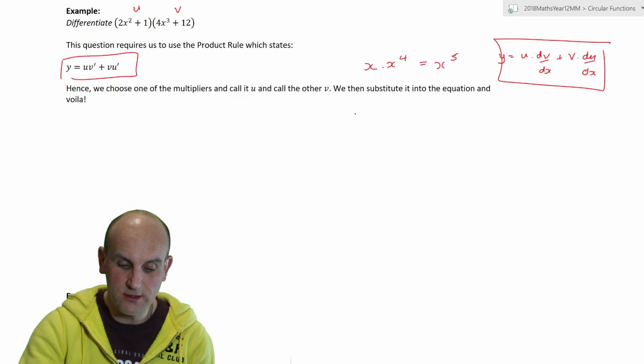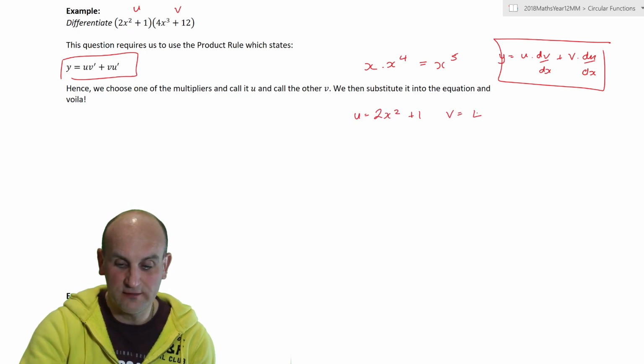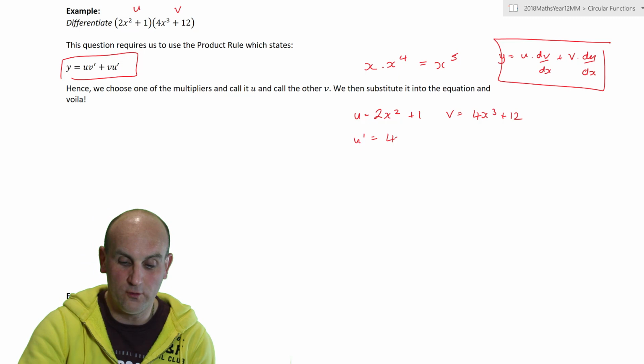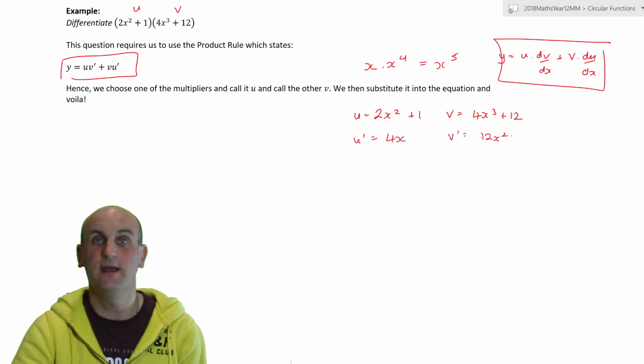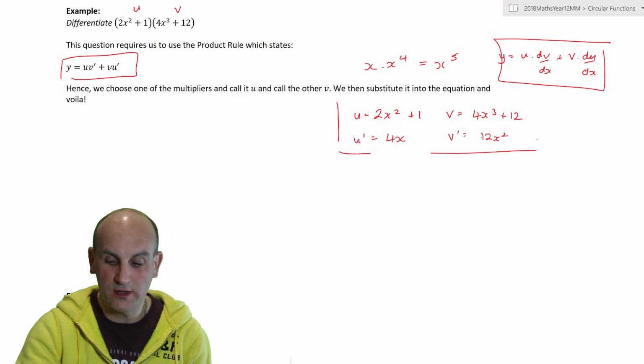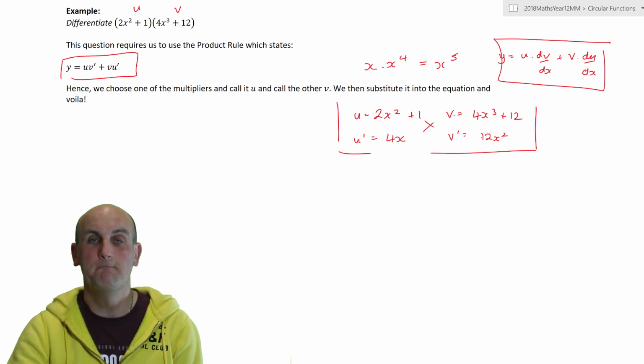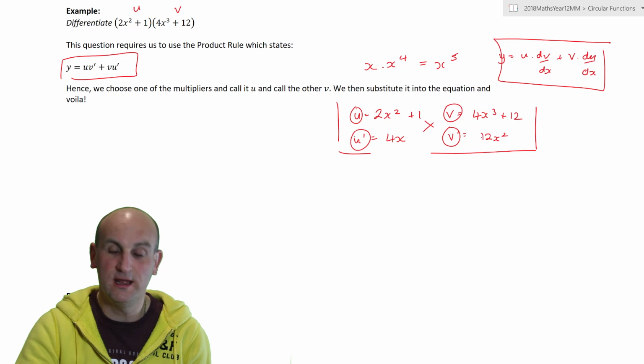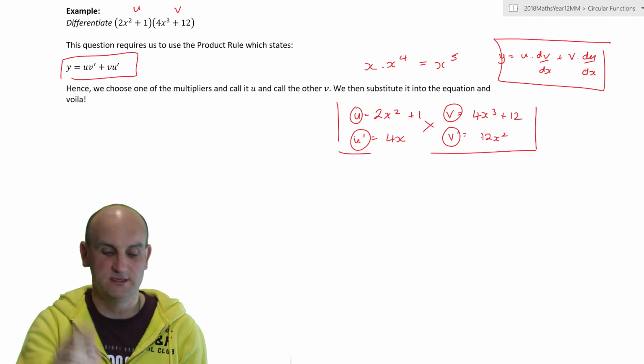So, having chosen my u as 2x squared plus 1, and my v as 4x cubed plus 12, well, it now says to differentiate it. So I've got u dashed is equal to 4x, and v dashed is equal to 12x squared. Now, the reason I do this, what I call breaking out, is the lovely thing is that actually opposite corners make up my product rule. What do you mean? Well, here's my u and my v dashed, and here is my v and my u dashed. So I just multiply those opposite corners together.